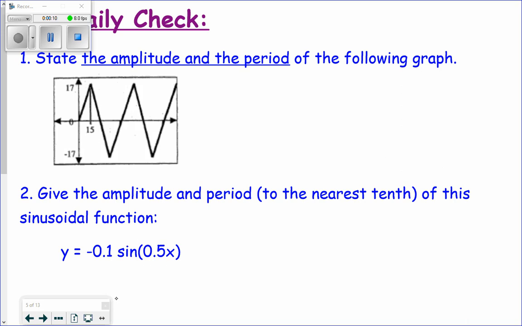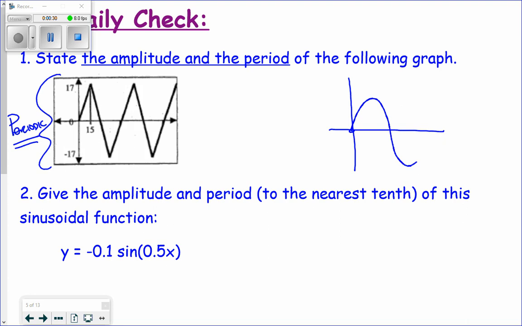Any graph that has a repeating pattern is called periodic. Any graph that has the wave pattern is called sinusoidal. But that's the difference. A periodic function is just a graph with a repeating pattern. Sinusoidal is a repeating graph that has a wave pattern.